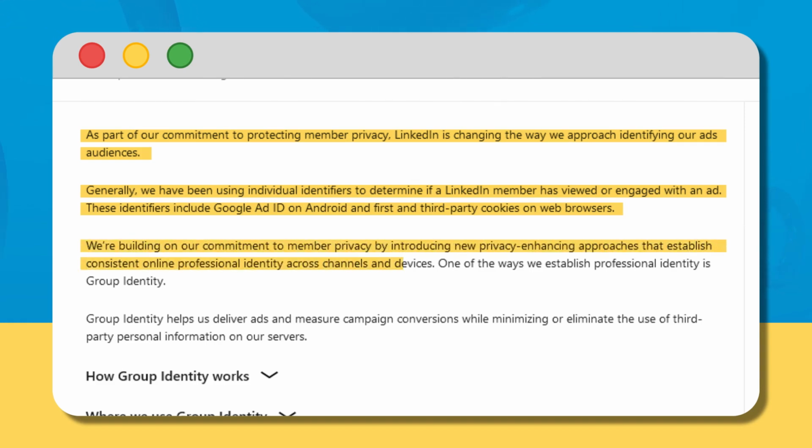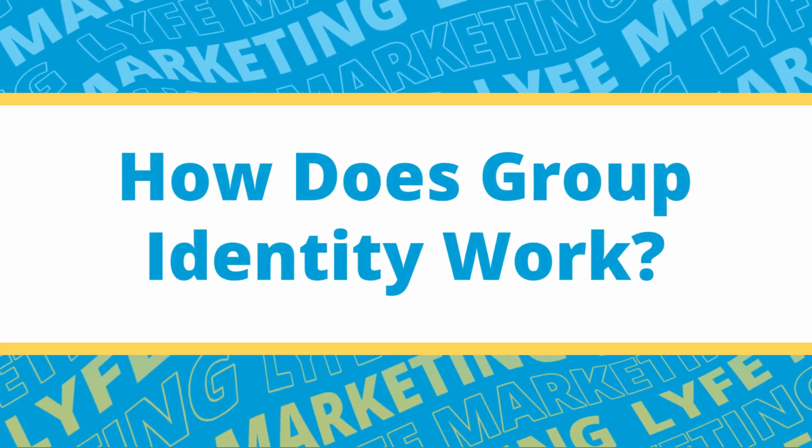We're building on our commitment to member privacy by introducing new privacy-enhancing approaches that establish consistent online professional identity across channels and devices. One of the ways we establish professional identity is group identity. Group identity helps us deliver ads and measure campaign conversions while minimizing or eliminating the use of third-party personal information on our servers. So how does group identity work?